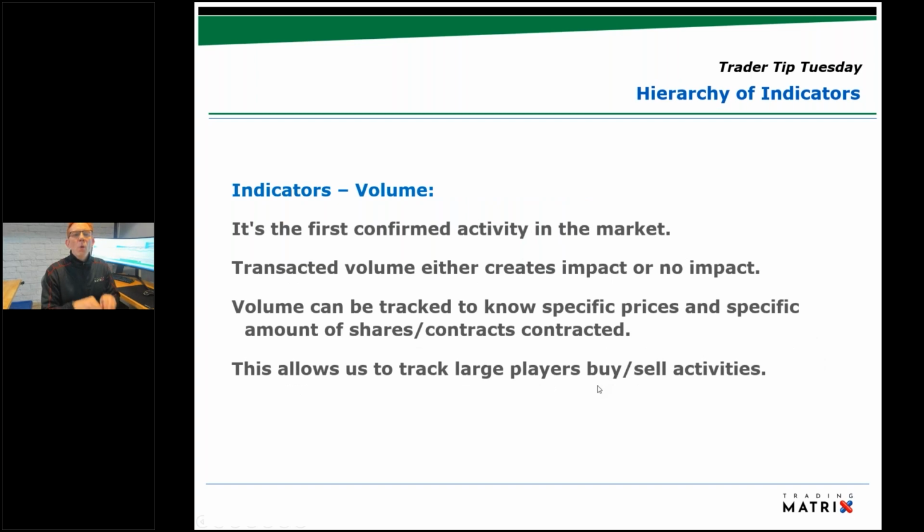Now, once order flow transacts, it's volume. And volume is the first confirmed activity in the market. It cannot be gamed. And transacted volume either creates impact or no impact. Volume can be tracked to know the specific prices and the specific amount of shares or contracts that are transacted at a price. So volume allows us to track the activity of large players or large participants' buy and sell activities.